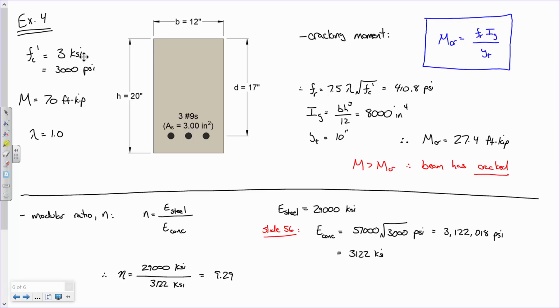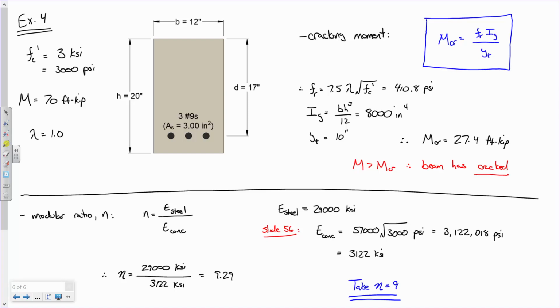Okay, all right. Good. Now when you compute a modular ratio, and when you use a modular ratio for computation purposes, it is conventional to round your modular ratio to the nearest whole number. You'll never really see many engineers using 9.29. Really what we'll be doing is just taking N to be 9, just to keep it simple. So modular ratio values are just the nearest whole number. So we'll just take that to be 9.